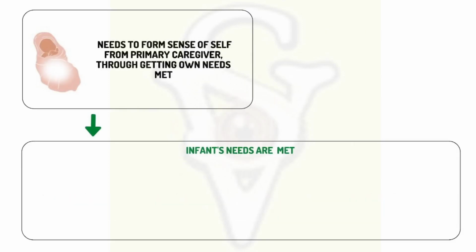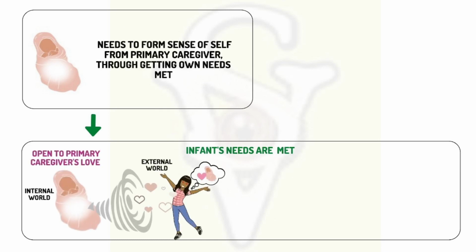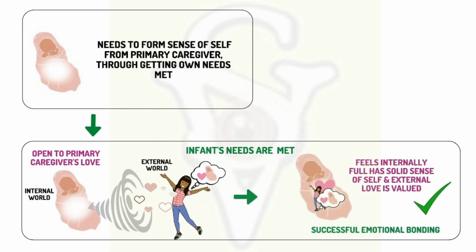Let's take a look at what happens when the infant's needs are successfully met by the primary caregiver. Here we see the infant being open to the love and care from the primary caregiver, and that's shown by that spiral in the middle. And in this scenario, we see that the primary caregiver's love is in attunement with the need of the infant. Due to this, we have an infant who has developed a solid sense of self, of being a person in their own right through having their needs met successfully.